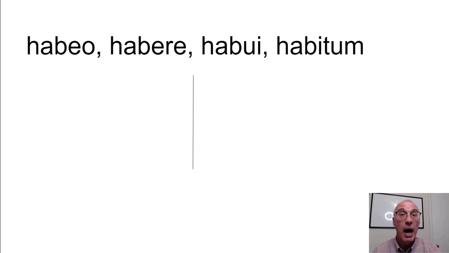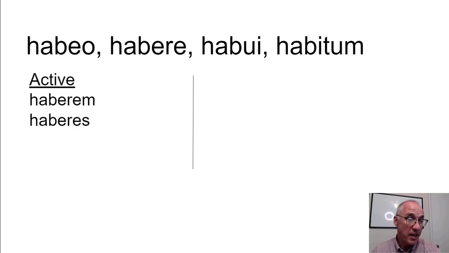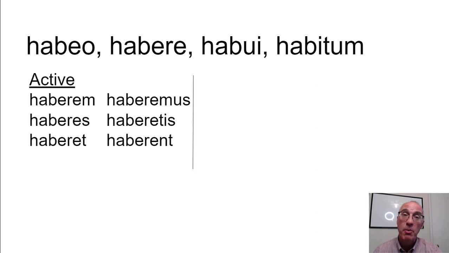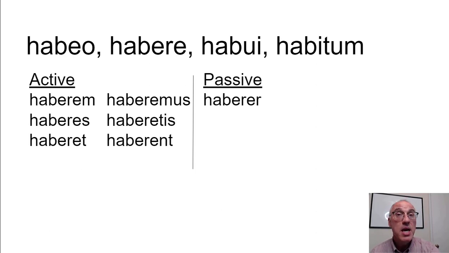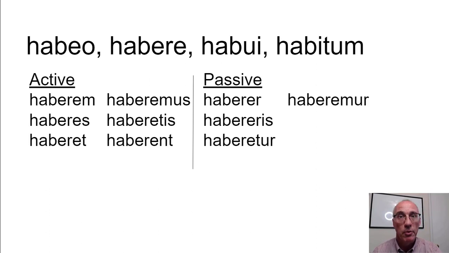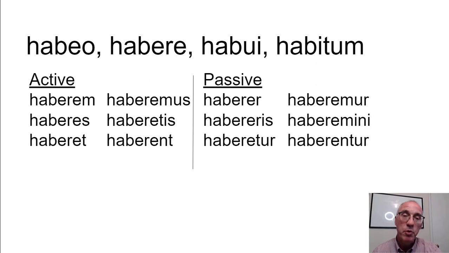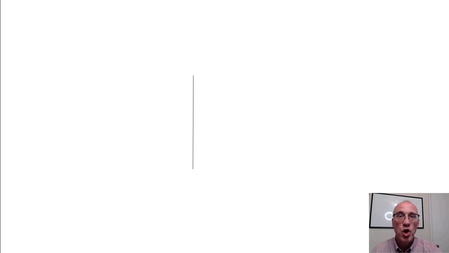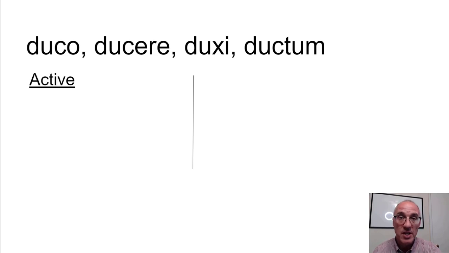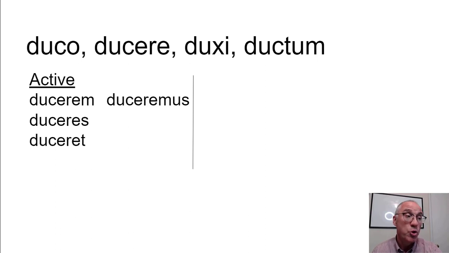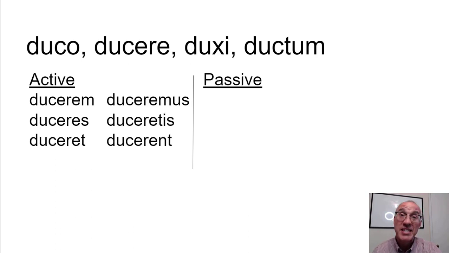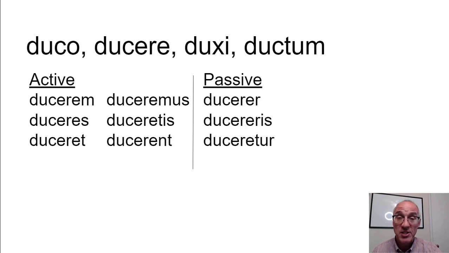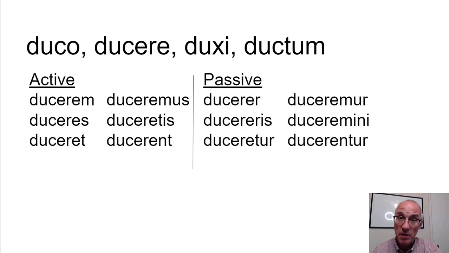It's that simple. And we do the same thing for the second conjugation. Habeo, habere, habui, habitum. Here are the forms: haberem, haberes, haberet, haberemus, haberetis, haberent. And in the passive, haberer, habereris, haberetur, haberemur, haberemini, haberentur. I'm going through each one of these just to show you how remarkably consistent the imperfect subjunctive is in its formation. Duco, ducere: we just put the active endings right on that second principal part, and the same way with the passive.